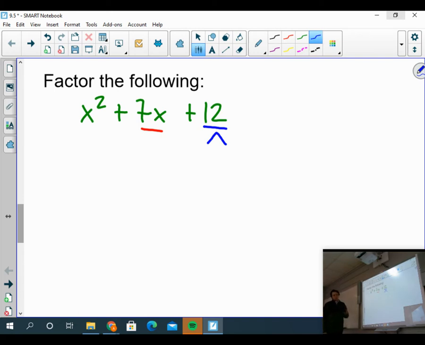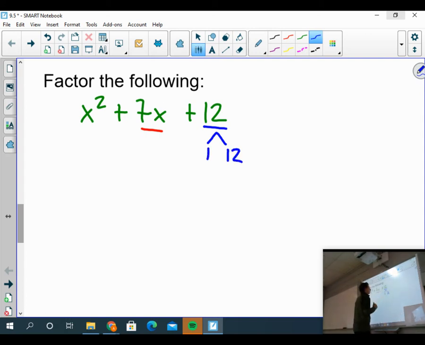And then we're going to choose the two factors out of our C term, our constant in this case, that add to give us our middle term, and that will be our factors. Okay? So what we're going to do, let's identify the factors of 12.